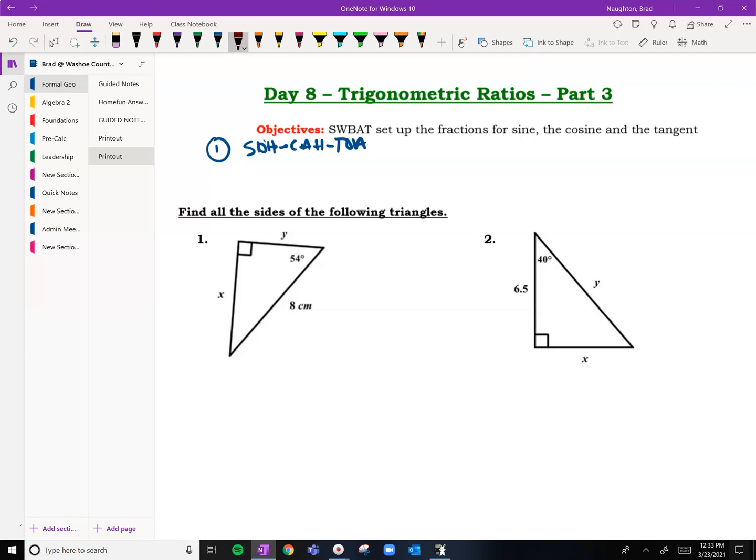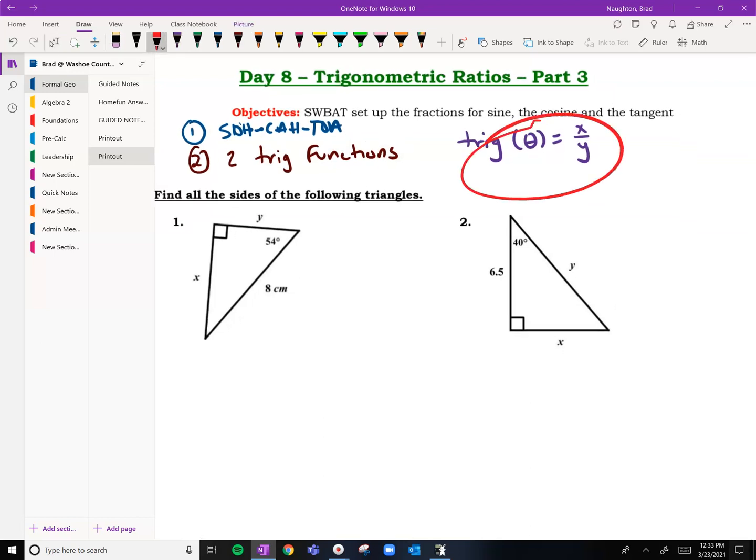So the idea is that you want to use two trig functions. We're going to use two out of the three. And what you don't want to have is some trig of theta is equal to y over x. So this is going to tell us that that's not going to be all good for us because we can't solve that. You with me? So let's go ahead and take a look at our first one.